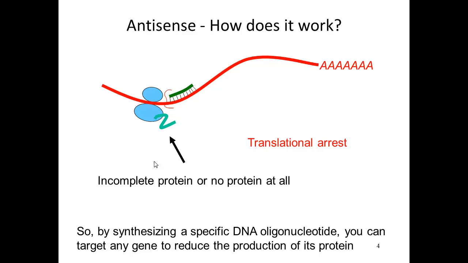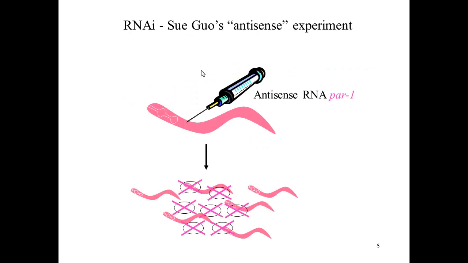Now, this is, again, a very attractive technology because you can target any gene. The practical difficulties of getting enough of the oligonucleotides into all the cells that you would need to block this to treat something medically has been a problem, and the stability of the oligonucleotide once it's in there has caused some problems. Nevertheless, it was developed, and the discovery of RNAi was based on a proposed antisense experiment.